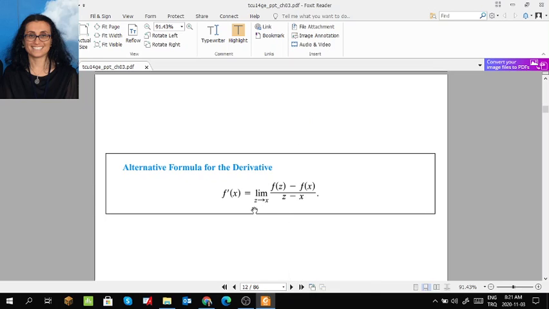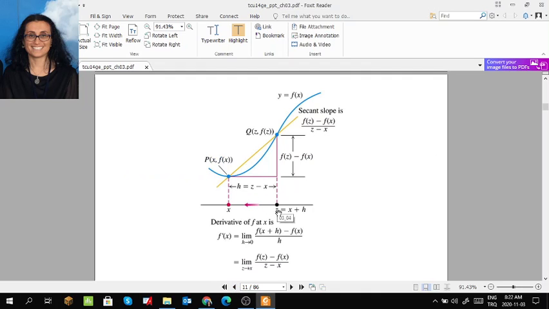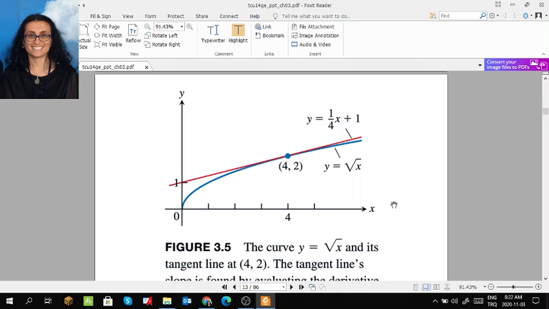If you use h, h is going to go to 0. If you use z, z is going to get closer and closer to x. Let's see the picture. See, z is getting closer and closer to x, okay? You can do that only if h gets very close to 0.